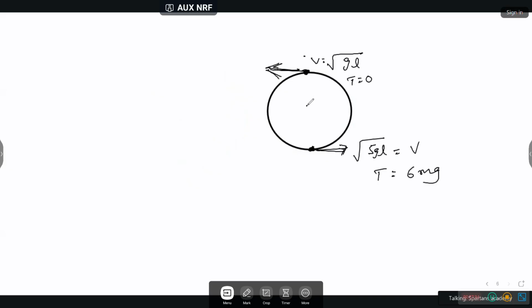Actually, one string will be suspended like this, and it will rotate along the vertical circular motion. You have the idea or not? Tension at the bottom, TB. Tension at the top, TT. Okay, we will go to see now.